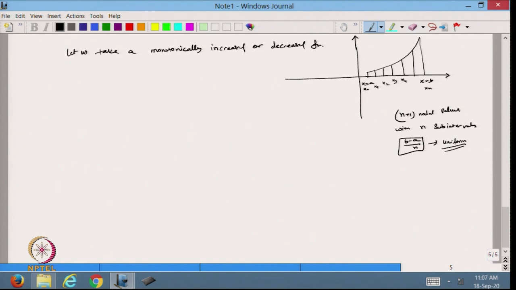Now what I can do is approximate this function with the left value. Suppose I take this value, then this, then this, this, this. I just take the left value in each sub interval, and if I find the integral, I will get these areas.